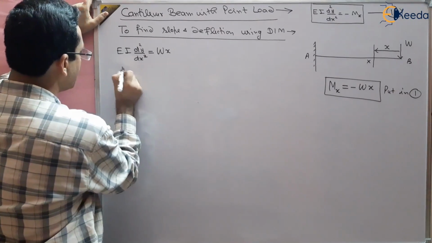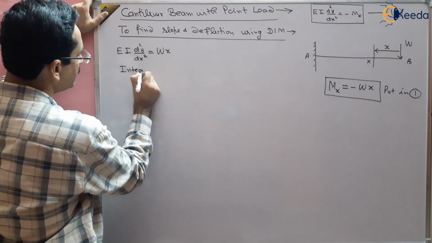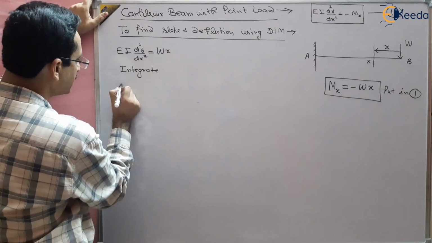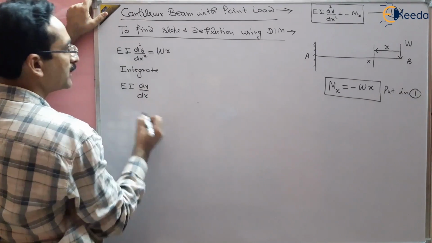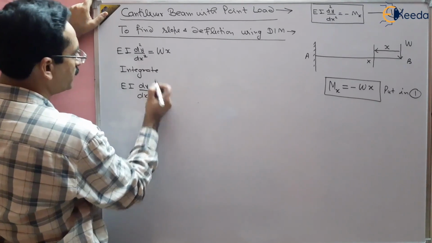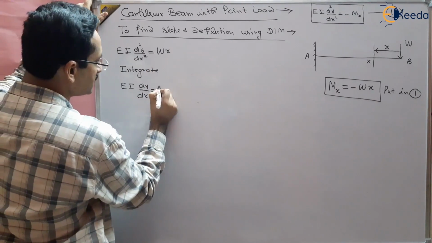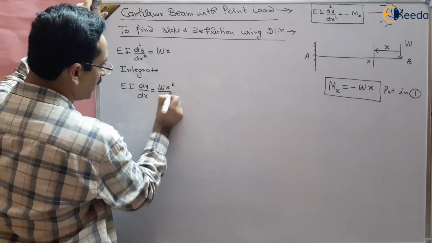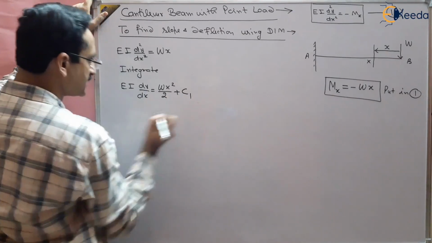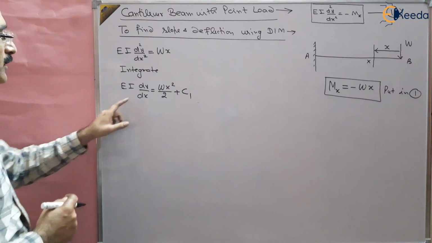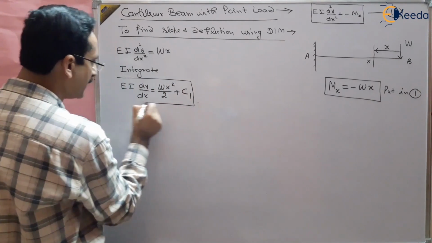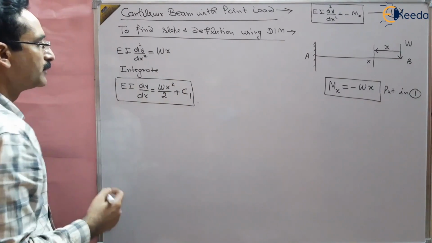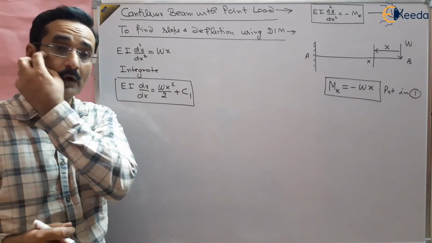So after integrating, we will get the slope EI dy by dx. EI dy by dx will be equal to the integration of this, that is Wx square by 2 plus some constant c1. So this is the slope EI dy by dx. Dy by dx here is the slope, right? But c1 is unknown. How to find out c1?